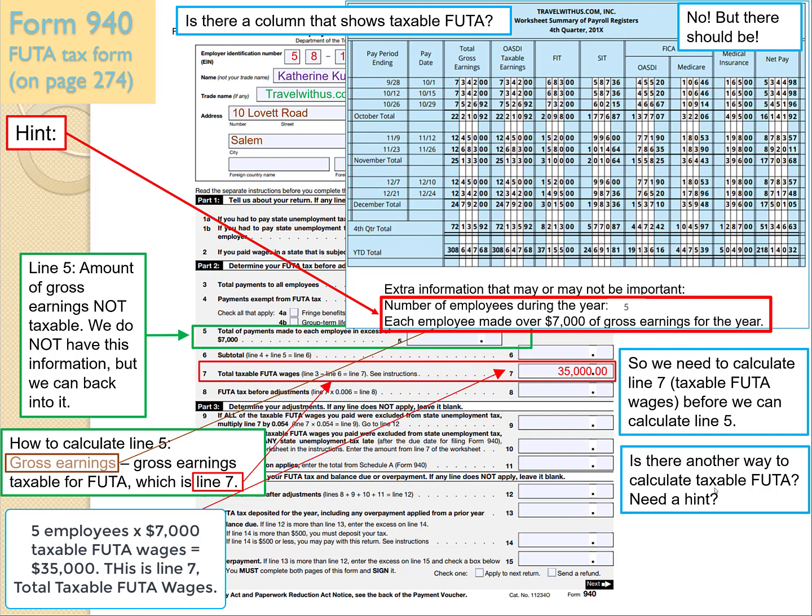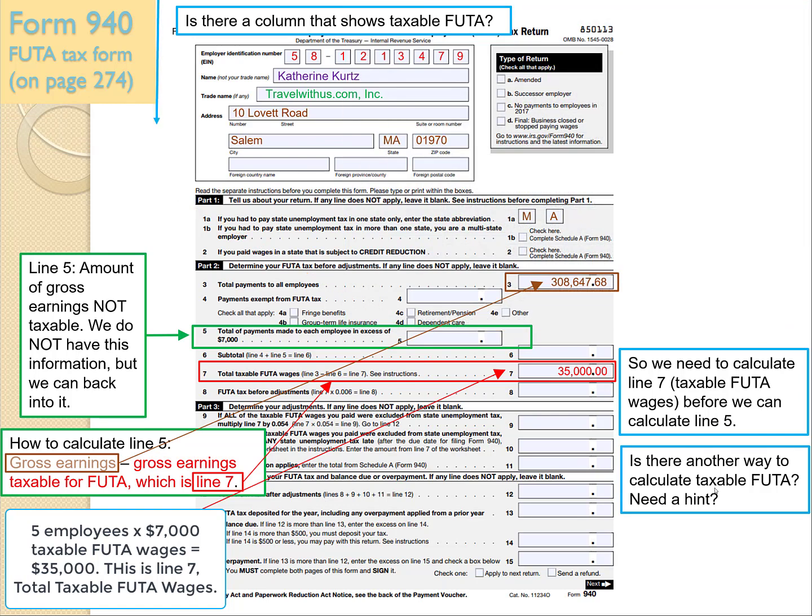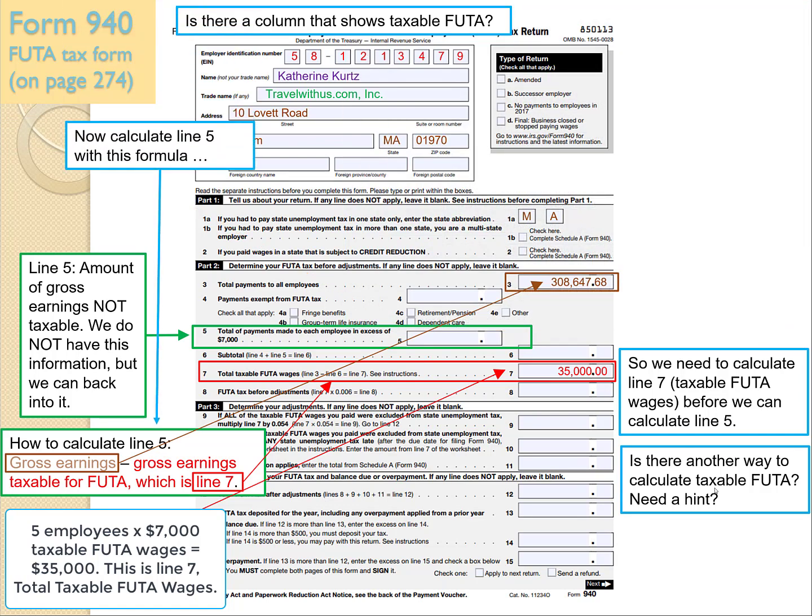Let's get rid of some of this stuff from the slide so we can see better. So now we're going to calculate line 5 with this formula. The formula is gross earnings, line 3, minus gross earnings taxable for FUTA, which is line 7. So what's $308,647.68 minus 35,000? So really what we're doing is we're taking gross wages minus the portion that was taxable, line 7. That gives us the portion that was not taxable, line 5.